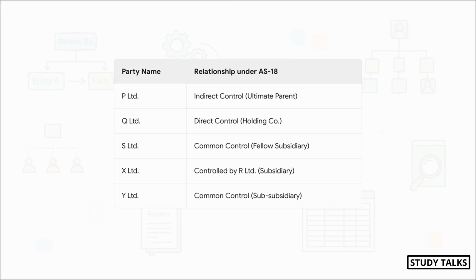PLT is way at the top, so that's the ultimate parent with indirect control. QLT is R's direct holding company. SLT is also controlled by Q, making it R's fellow subsidiary or sister company. XLT is easy. That's R's own subsidiary. And YLT? Well, since S controls Y, and S and R are under the common control of Q, Y is also related to R. See? You just have to follow the chain of control piece by piece.